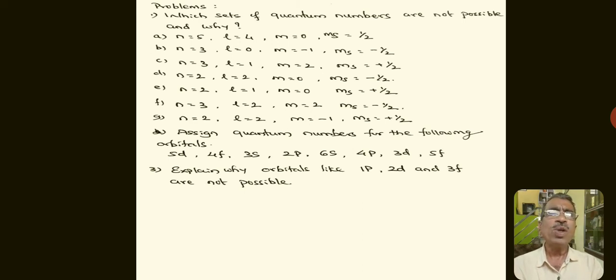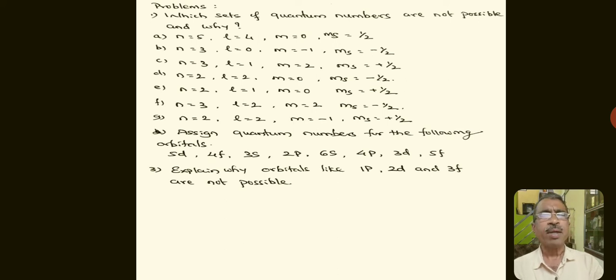When L is equal to 1, M can have the 3 values minus 1, 0, plus 1. So it is also correct; all the quantum numbers are thus correct. Like this, you go through the others and give the reasons. Assign quantum numbers for the following orbitals.